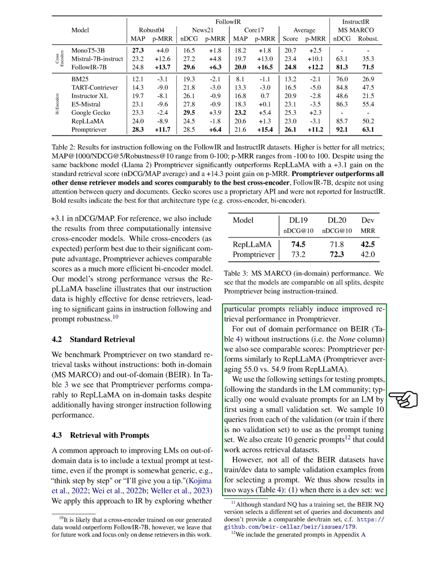For the BEIR dataset, we find that Promptriever's performance is comparable to RepLLaMA, averaging 55.0 compared to RepLLaMA's 54.9. We follow standard practices in the language model community for testing prompts, using a small validation set to select prompts. We create 10 generic prompts for use across different datasets.